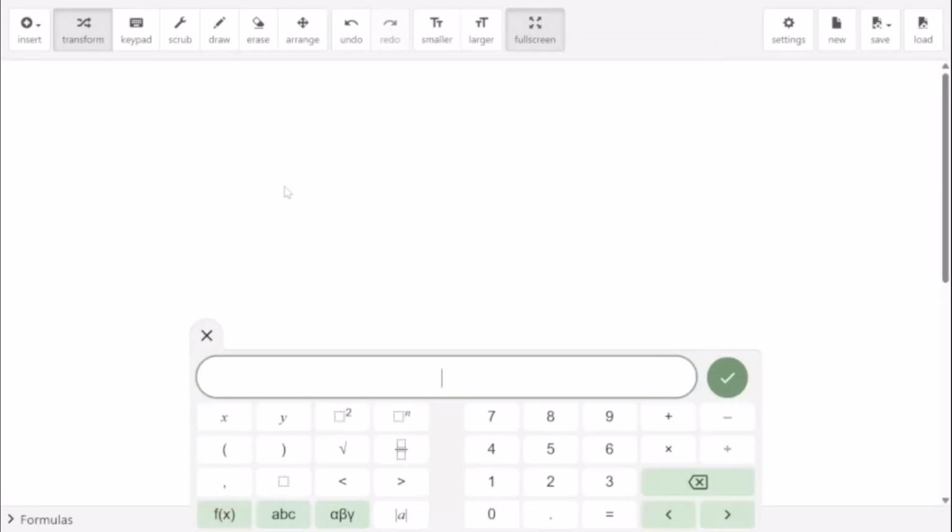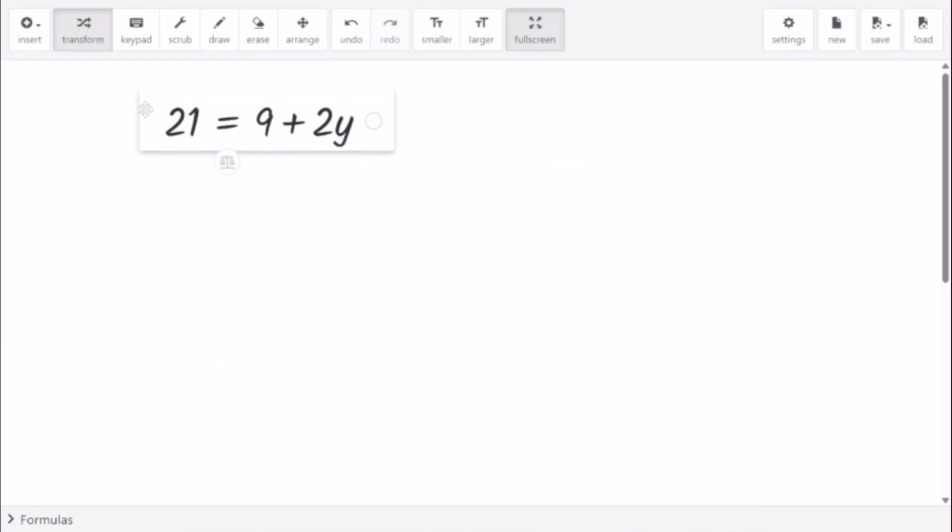For the second question, the same thing, click on empty space. The keyboard will appear, which is 29 equals 9 plus 2y. So this is the second question. Click on empty space, position it where you want to position it. So 29 is on the left, 9 plus 2y is on the right.